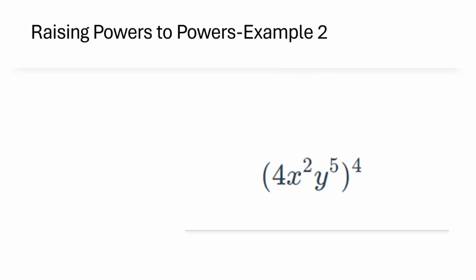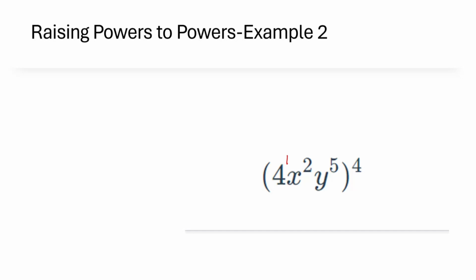All right, now try the second example. And after you try the second example, we're going to jump into it. All right, having tried the second example, let's see what you get. For this problem, we got 4x squared y to the 5th. It is understood that this is 4 to the 1 right there.